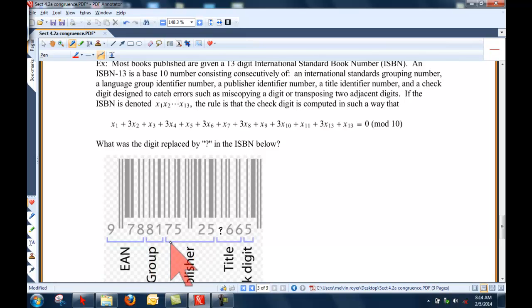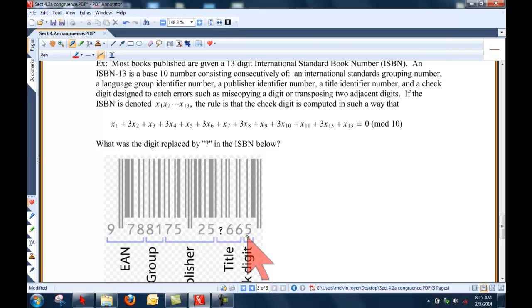Next comes a publisher number. Then a title number. The title number is assigned by the publisher. The publisher number is assigned by the ISBN standards body. And finally, there's something called a check digit. The purpose of the check digit is to catch errors. Even barcode scanners occasionally make mistakes, but certainly humans do.